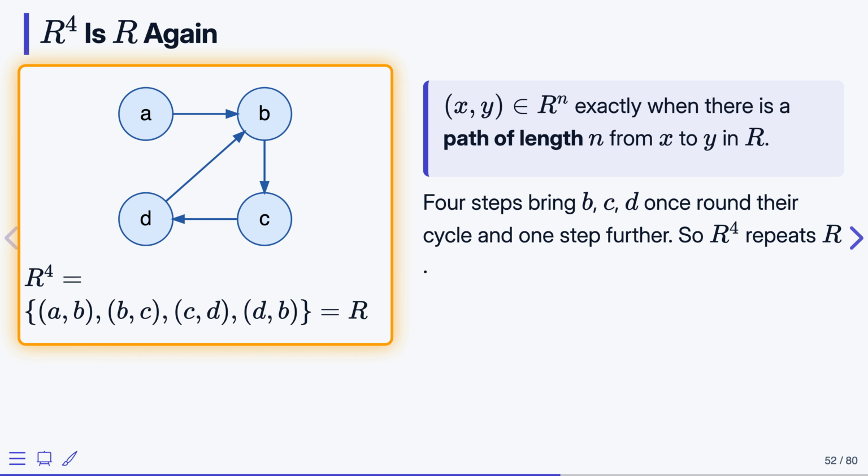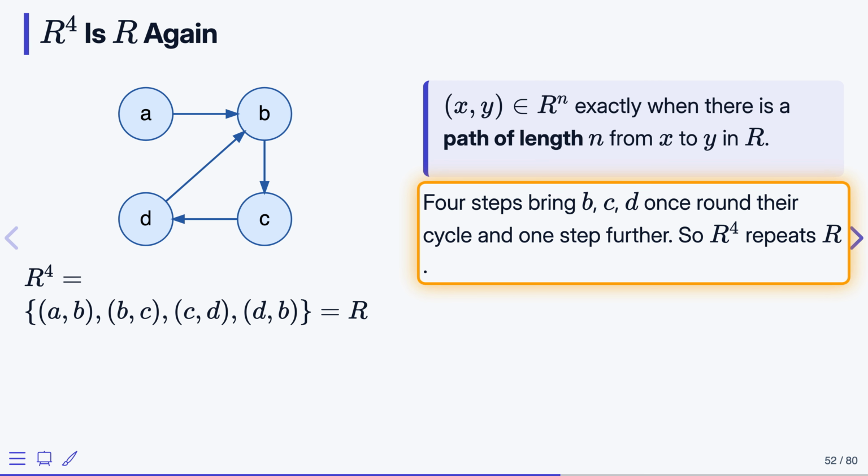Now take 4 arrows in a row. Something nice happens. R to the 4th power comes out exactly equal to R. Why? Because B, C, and D sit on a cycle of length 3. 3 steps bring you back where you started. A 4th step then moves you on by 1, just as a single step would.